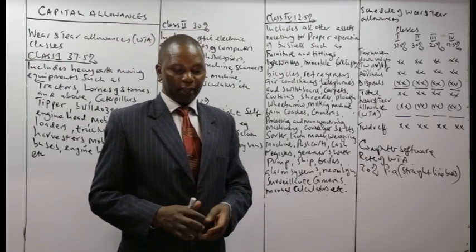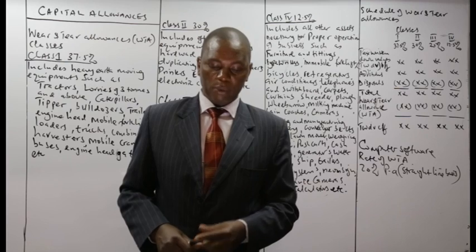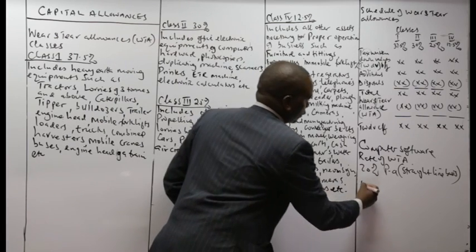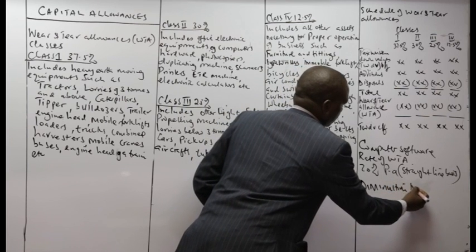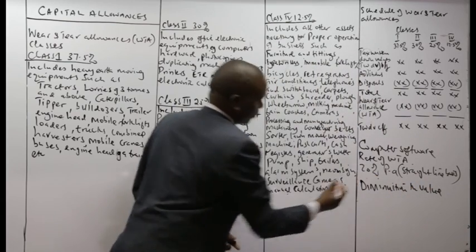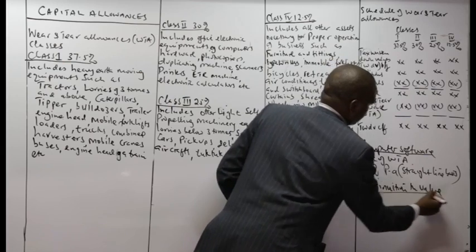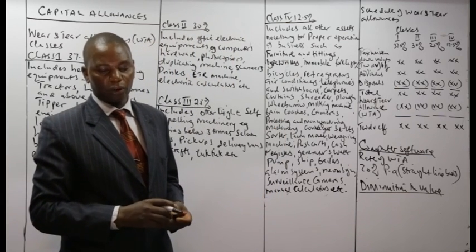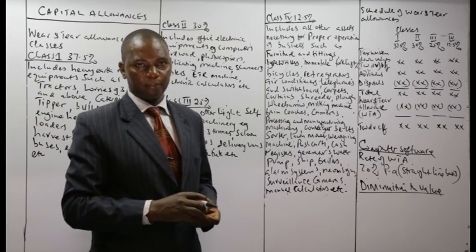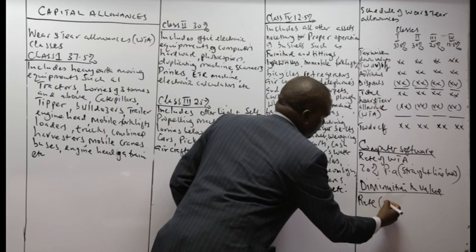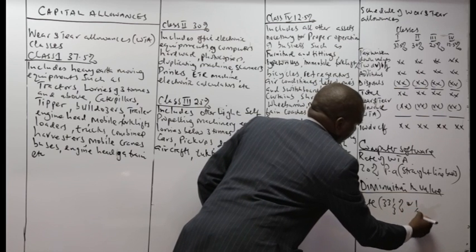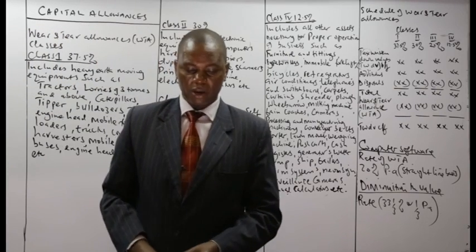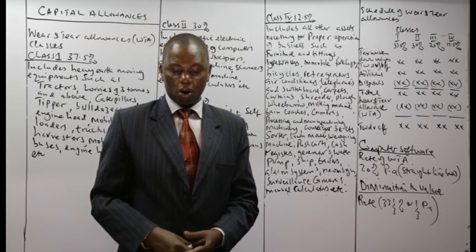Now, another type of capital allowance, besides wear and tear allowance, is the diminution in value. So I'll also add another one called diminution in value. Now, when does this apply? Diminution in value is granted at the rate of 1/3 of the cost per annum. So the rate is 33 1/3%, or just 1/3 per annum. This is again on a straight line basis, on the qualifying costs.